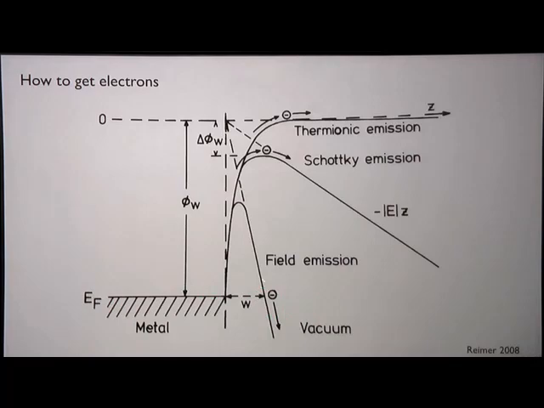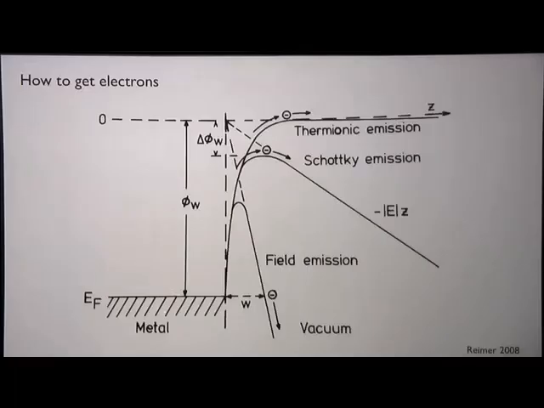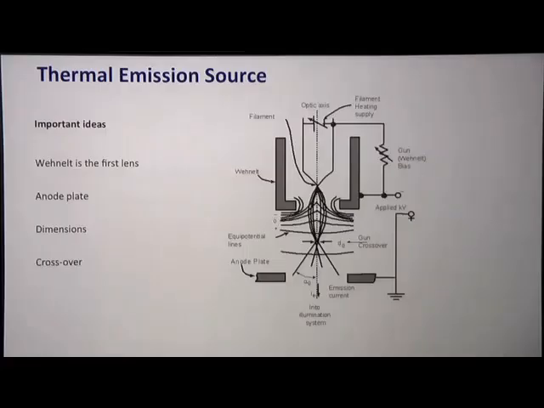Now, like I said, there's a continuum between these two, because you can heat up the metal in a field emission source, or you can just heat it enough so that you get lots of them coming off the end. But either way, you end up with a beam of electrons. Okay, so let's start with the thermal emission source. It looks something like this.